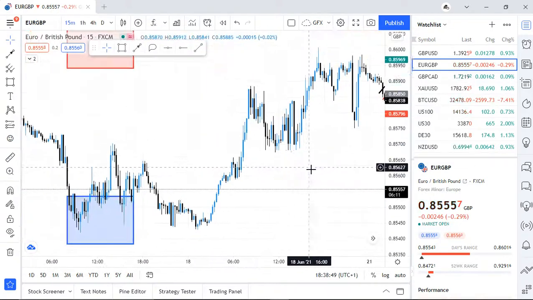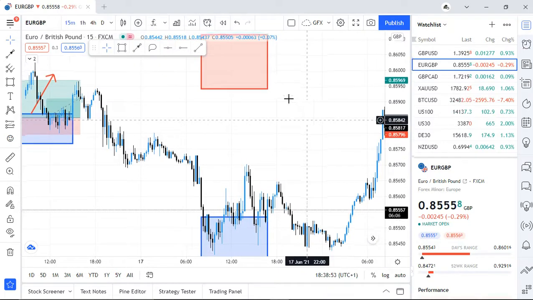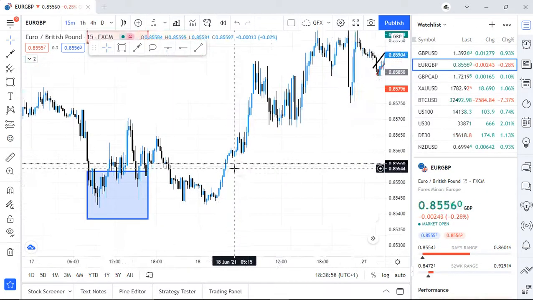Let me show you guys an example. You can see these previous boxes, so it's not as if I'm talking rubbish. You can see there are other previous boxes indicating trades that were taken.